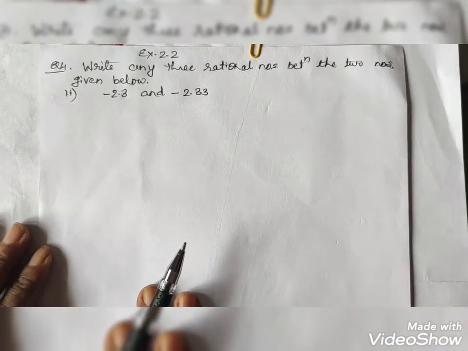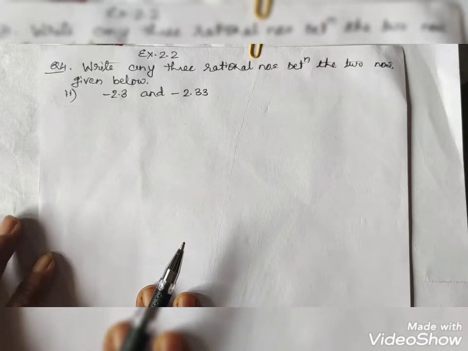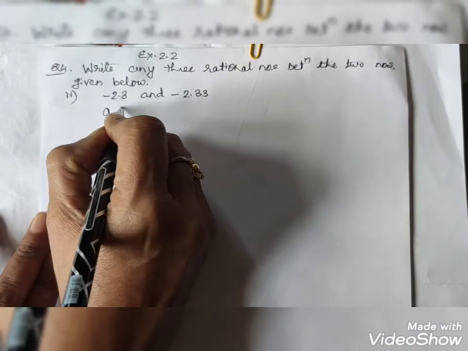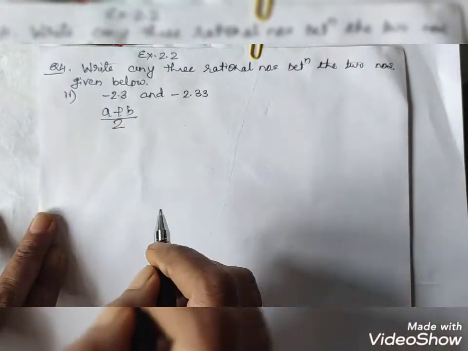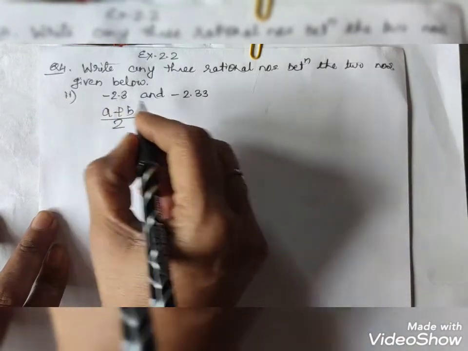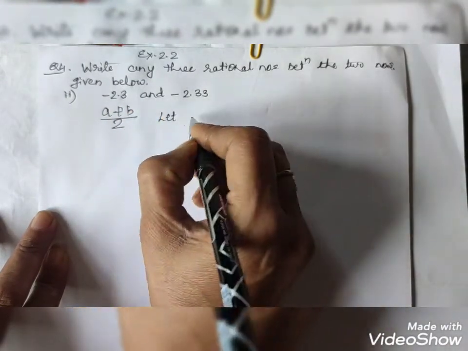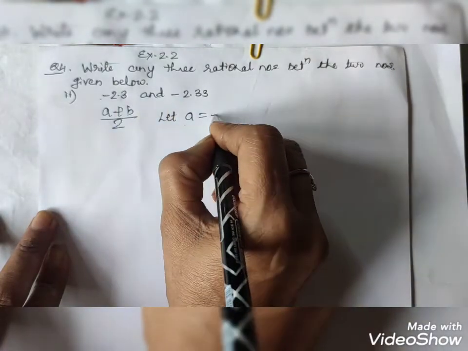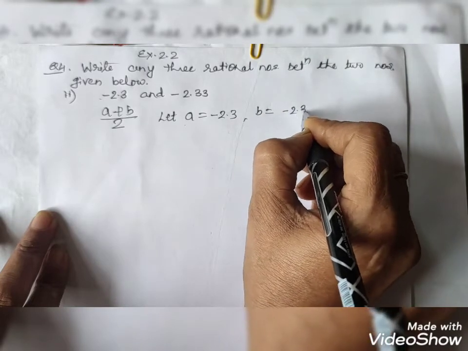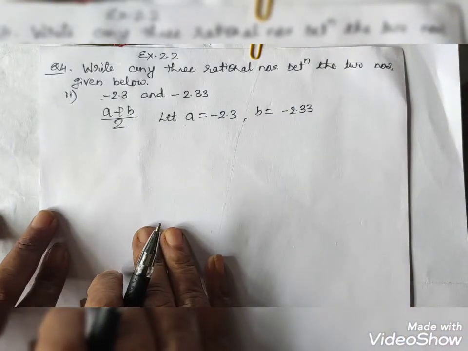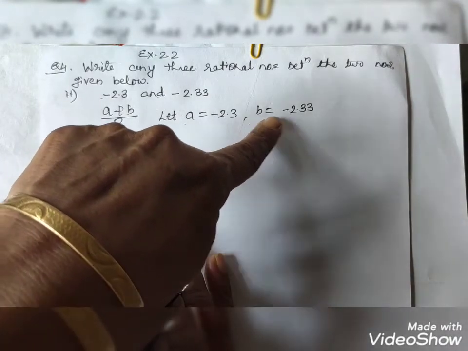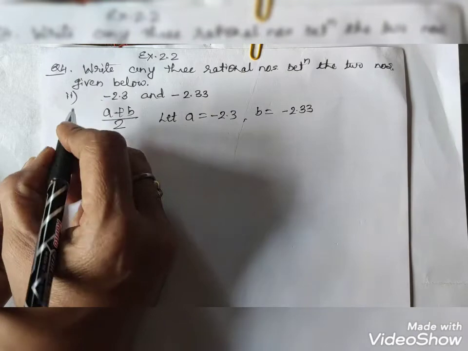Now here there is one formula method also to find a rational number between any 2 given rational numbers, and that formula is (a plus b) by 2. This formula you have to use. Suppose according to the question, let a be your first number, minus 2.3, and b is minus 2.33. Now find the first rational number.